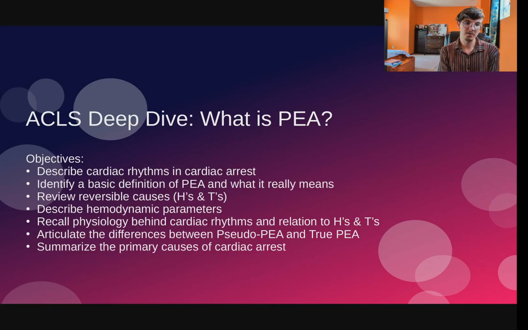So without further ado, we're going to get into the objectives here. First objective, describe cardiac rhythms in cardiac arrest. Then we are going to identify a basic definition of PEA and what it really means. Then we are going to review reversible causes, which are your H's and T's, basically what can cause these rhythms. We're going to describe some hemodynamic parameters, just on a basic level, and that kind of helps you get an idea of what's going on with these H's and T's. We are going to recall physiology behind cardiac rhythms in relation to H's and T's, meaning that we're going to kind of put those two things together.